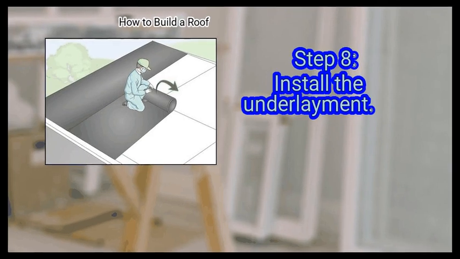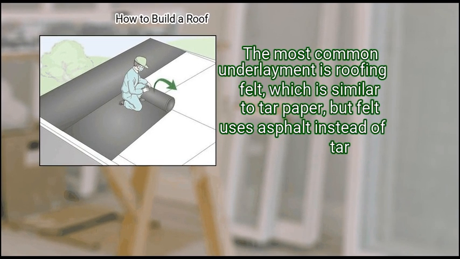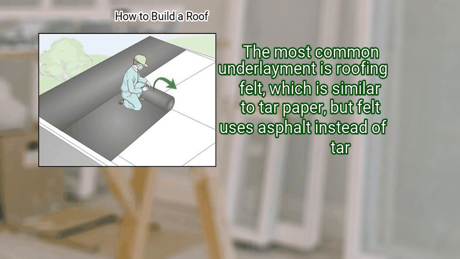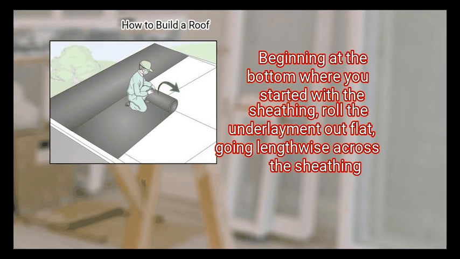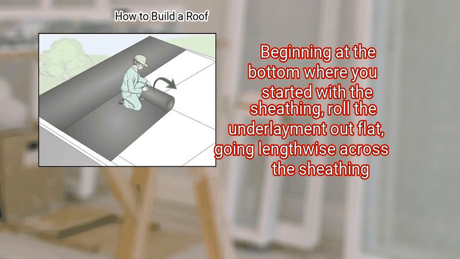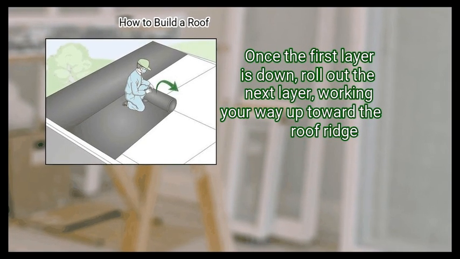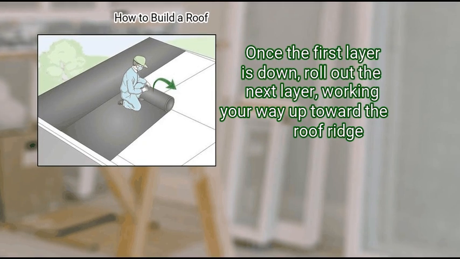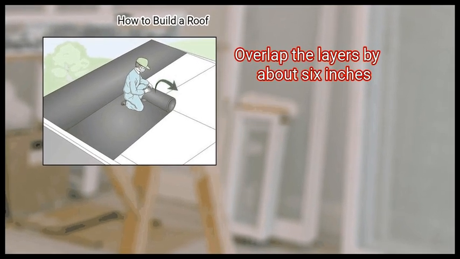Step 8. Install the underlayment. The most common underlayment is roofing felt, which is similar to tar paper, but felt uses asphalt instead of tar. The main purpose of the underlayment is waterproofing. Beginning at the bottom where you started with the sheathing, roll the underlayment out flat, going lengthwise across the sheathing. Staple it into place. Once the first layer is down, roll out the next layer, working your way up toward the roof ridge. Overlap the layers by about 6 inches.